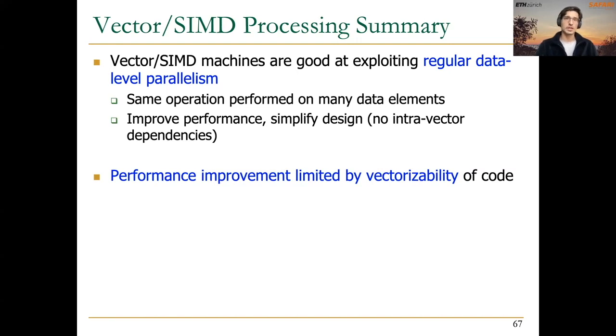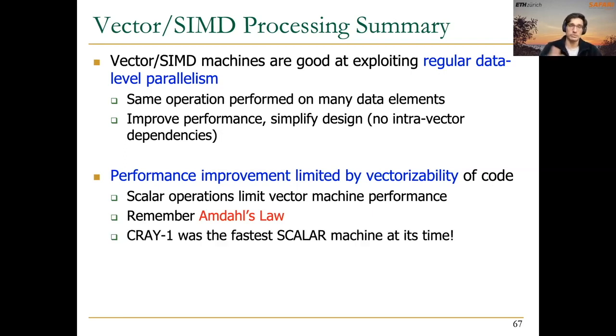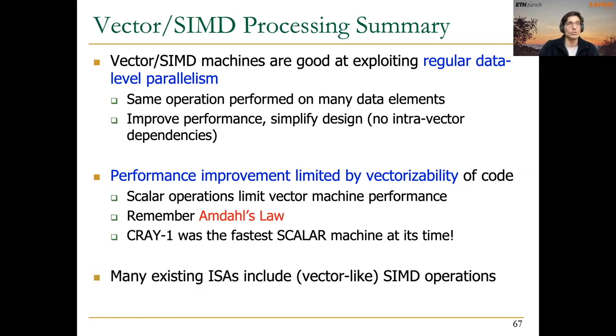But the amount of speedup that we can achieve thanks to a SIMD processor is going to be limited by the actual vectorizability of the code, or in the end, by the actual amount of data level parallelism that we can exploit. Remember Amdahl's law, and remember that even the fastest vector machine of its time, the Cray 1 processor, was also the fastest scalar machine, because its designers knew that vector or SIMD execution was not enough to achieve high performance for many important workloads containing serial fractions of the execution time.